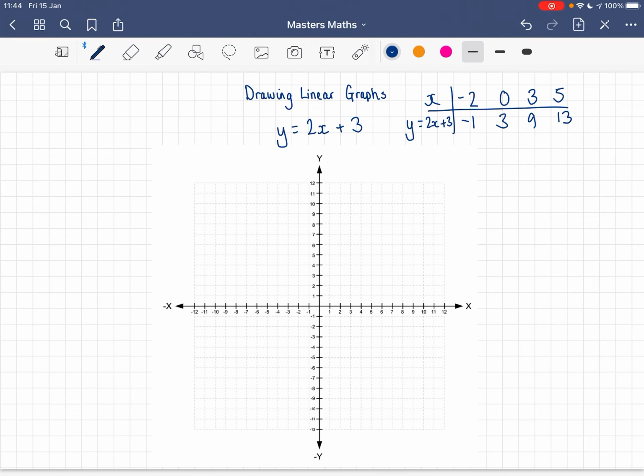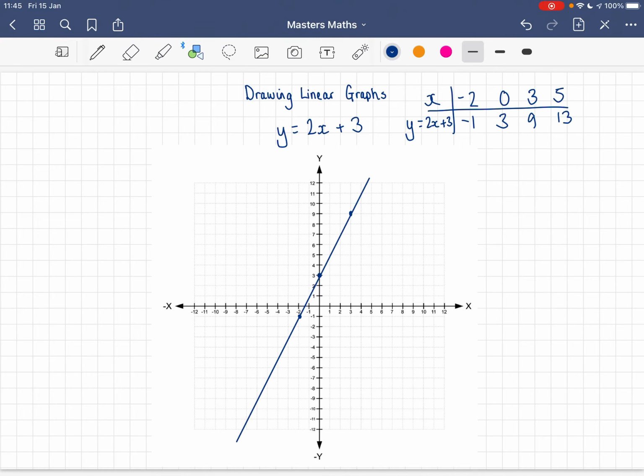So -2, -1 would be here. 0, 3 would be there. 3, 9 would be all the way up here. And then 5, 13 doesn't actually fit on to my graph. But that's what it would look like. You would join that up with your straight line and kind of carry it on. That's better. You might want to extend it up this way too, so that it fills your graph.